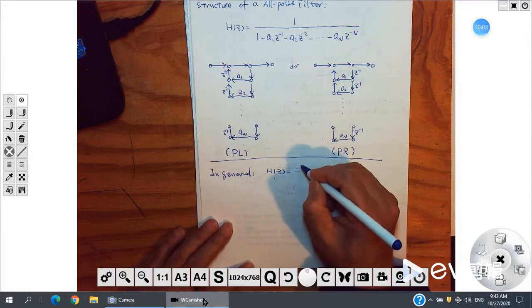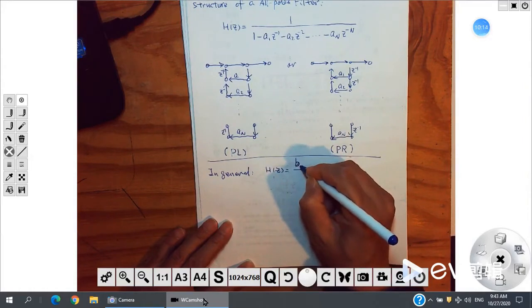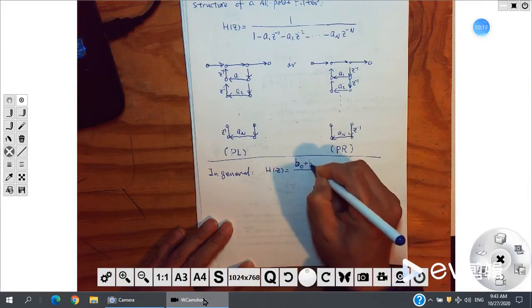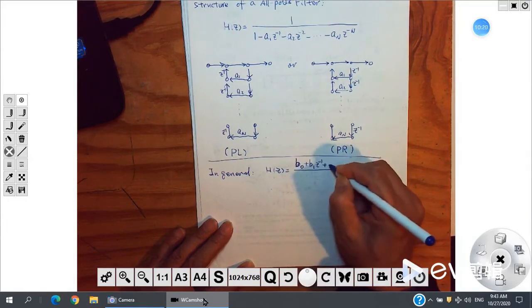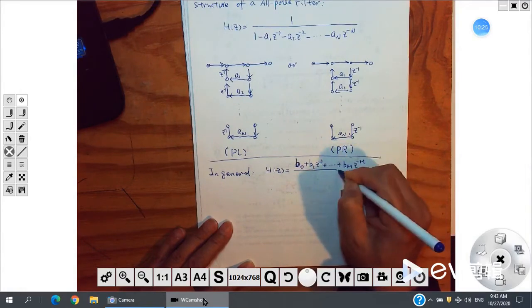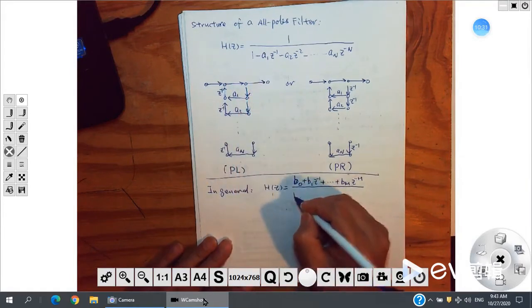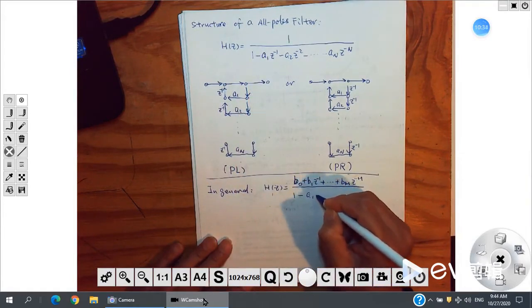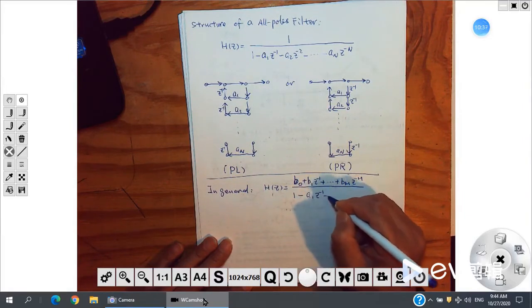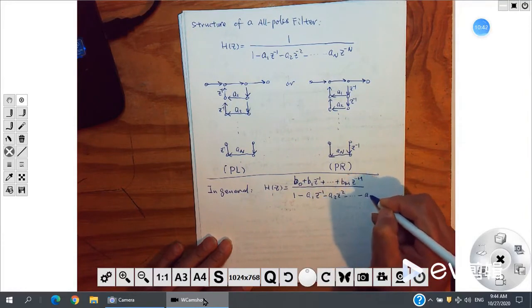I use B for the numerator and A for the denominator. The numerator is B0 plus B1 z to the negative 1 plus until BM z to the negative M, and the denominator I still use the same as this: 1 minus A1 z to the negative 1 minus A2 z to the negative 2 minus until AN z to the negative N.